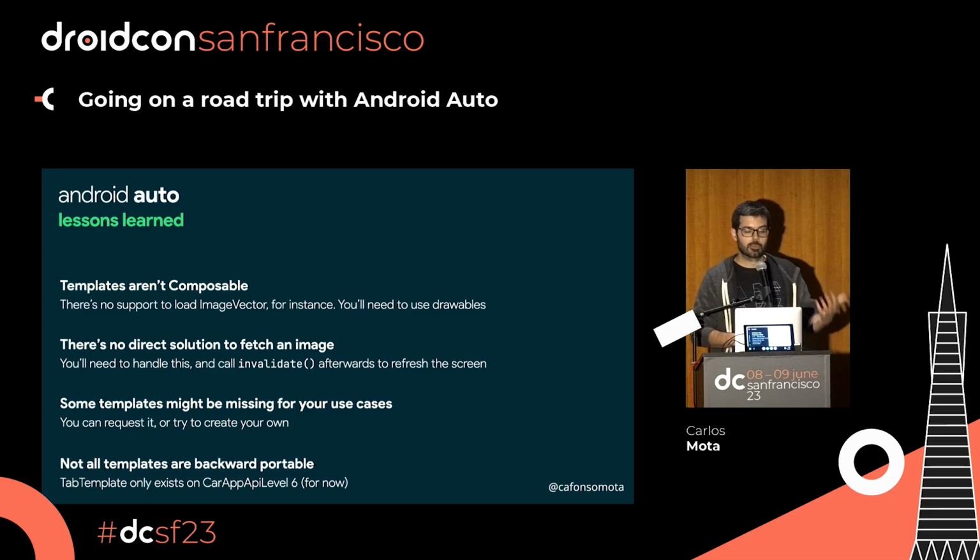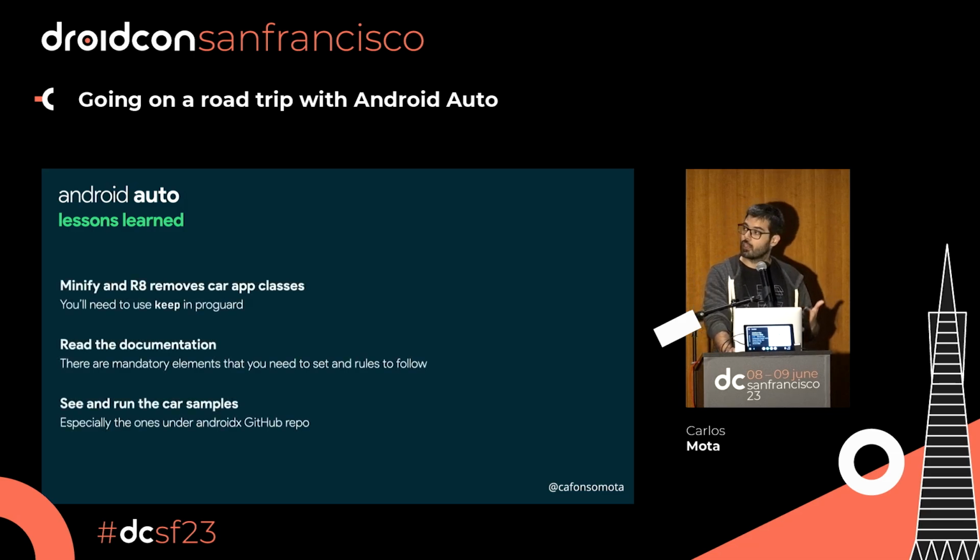Some templates might not exist. You can create your own, once again, mindful of the design guidelines, and not all templates are backward compatible. For instance, the tab template only exists in API level 6.